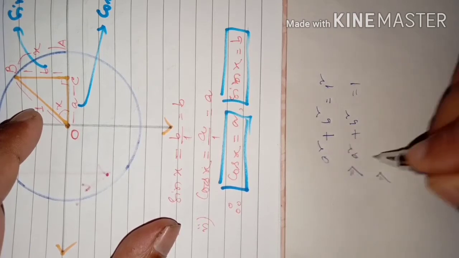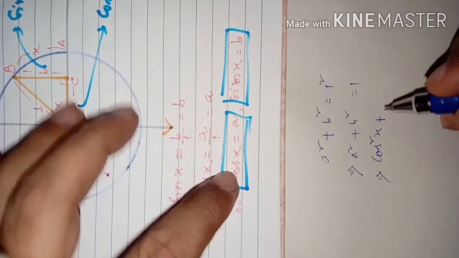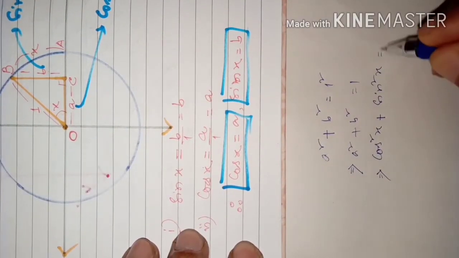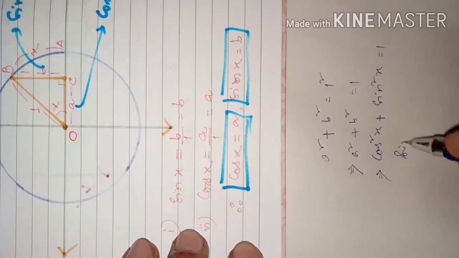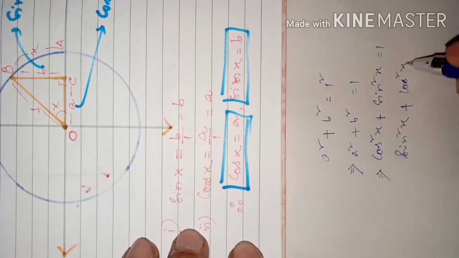So A stands for cos x, B is sin x, so cos square x plus sin square x is equal to 1, which is an identity we have already established. So with radian measure also we have established this identity, that it is equal to 1.